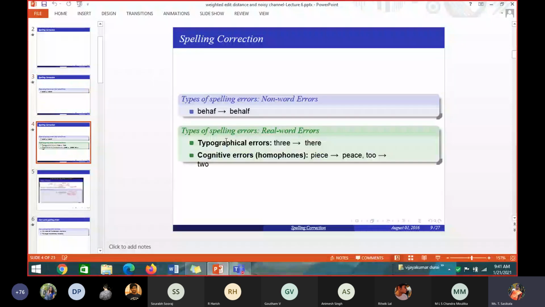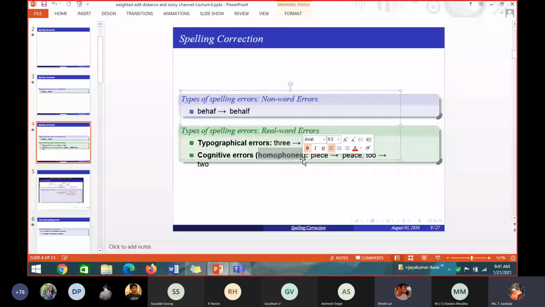The spelling errors are of two types. Typographical errors: when I am typing BEHALF, it came as BEHAF. Instead of BEHALF, it is typed as BEHAF. That is one type of error. The other one is homophones. Can you tell me what homophones are? Any idea? Cognitive errors are also called homophones.